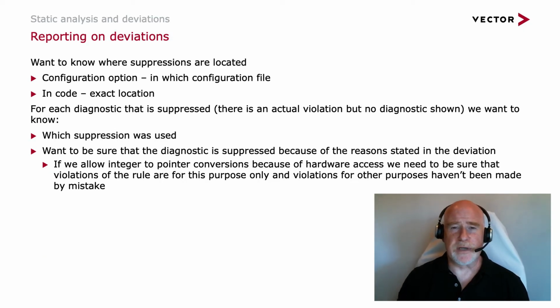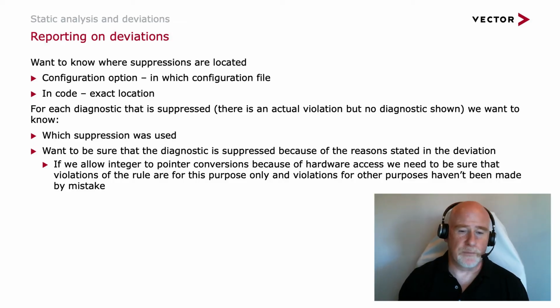So reporting on these deviations is essential. We want to know where they're located in configuration files, which configuration file, and in the code, the exact location of them. And for each diagnostic that's suppressed, so there's an actual violation and no diagnostic is shown, we want to know which suppression was used, and we want to be sure that the diagnostic is suppressed because of the reasons stated in the deviation.